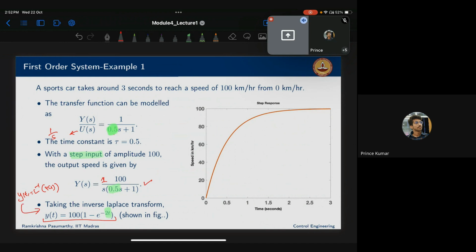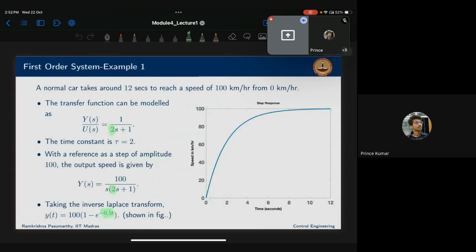Now for this, if you substitute t equal to 0, this term goes to 1, so the total term is 0. When t becomes infinity, this term goes to 0 and the total term is 100. So that is how the response is increasing when you apply the step input of amplitude 100. That is the first case. Hope this is clear. So here we took tau as 0.5. Here you can see it is reaching 100 at almost 3.